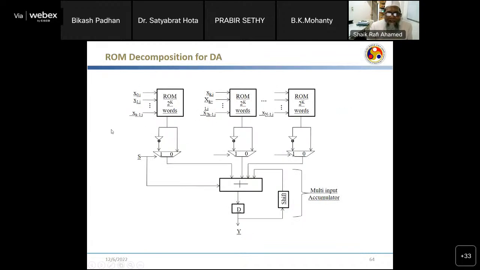Or otherwise, there is another technique like ROM decomposition. Instead of implementing a single large memory, you can implement that using smaller memories, so that I can access that in less time. Okay? This is called ROM decomposition. But the drawback of this ROM decomposition is, instead of using this one 2 raised to the power of n memory, I will use 2 raised to the power of k memories, where k is less than n. But here we require a multi-input accumulator. Here the memory access time can be reduced, but outside this you have to use a multi-input accumulator, which is more complex. Okay. So there is a compromise between the speed and complexity. If you want to have more speed, you have to compromise on complexity. So this is another technique to reduce the number of memory locations, thereby increasing the throughput of the system.